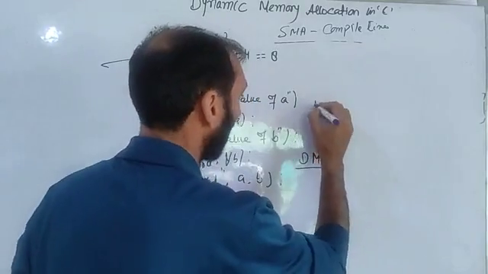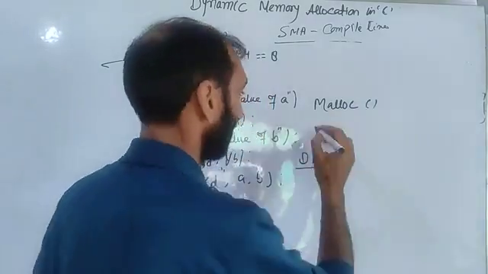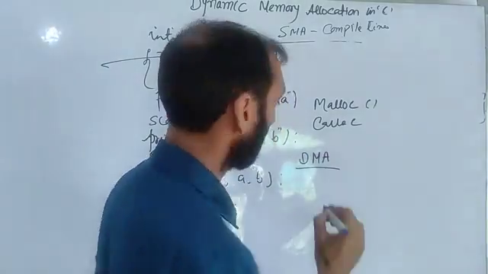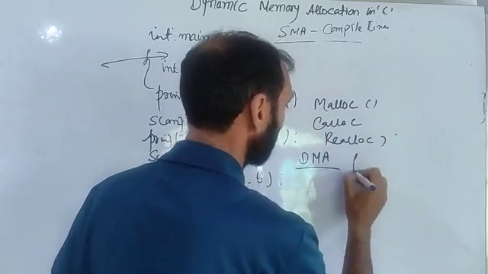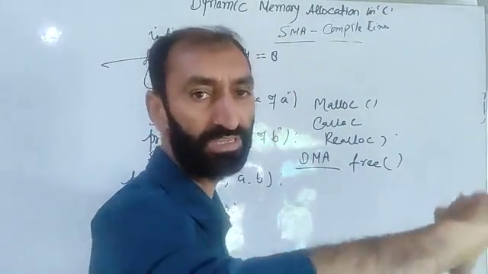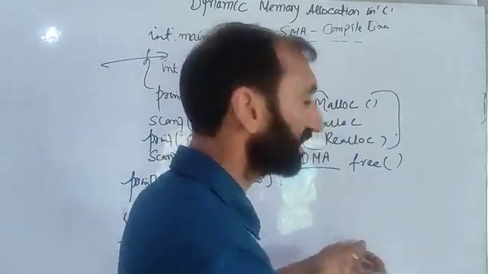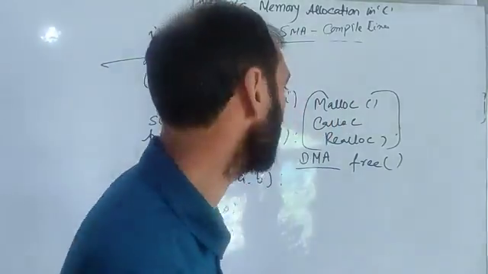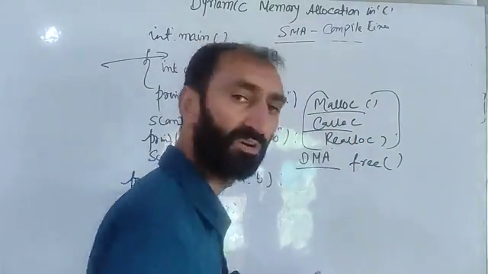For example, malloc is one function that is used. Calloc is another function. And realloc. These are the functions used, and free is the one that is used to deallocate memory that has been allocated using these three functions. So these are the functions used to allocate memory at runtime. In the next video we will discuss malloc, calloc, realloc and free one by one.